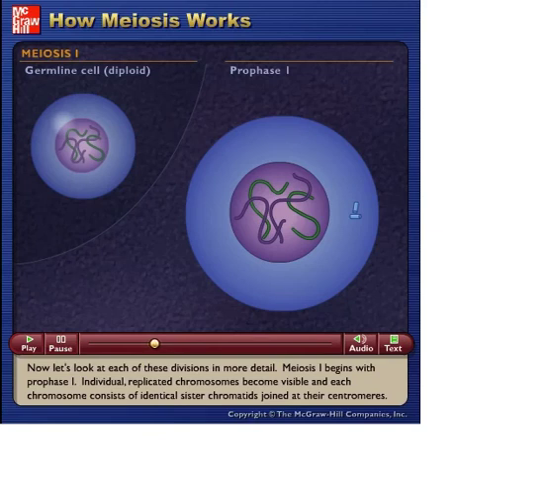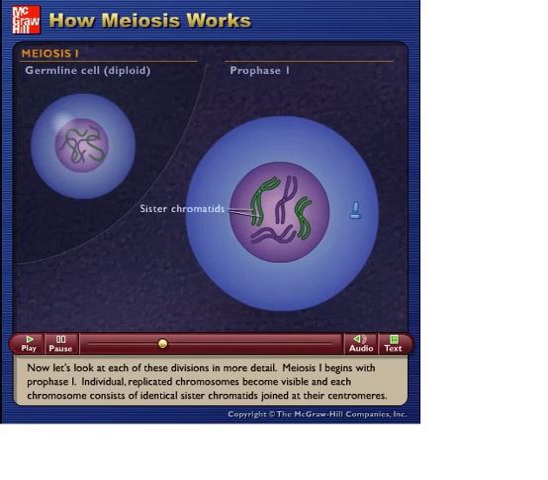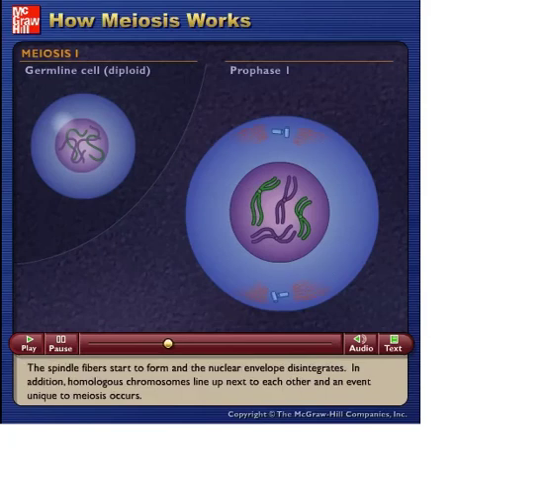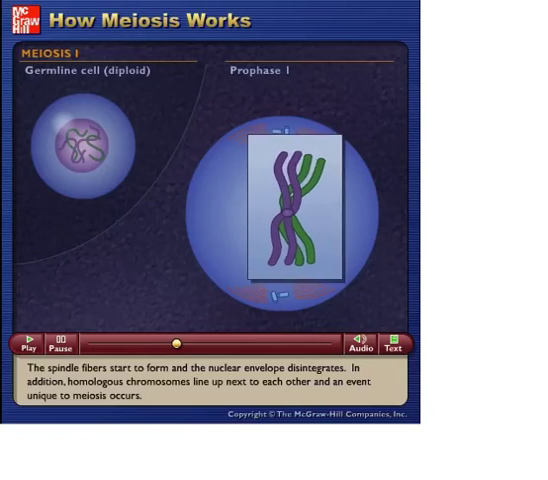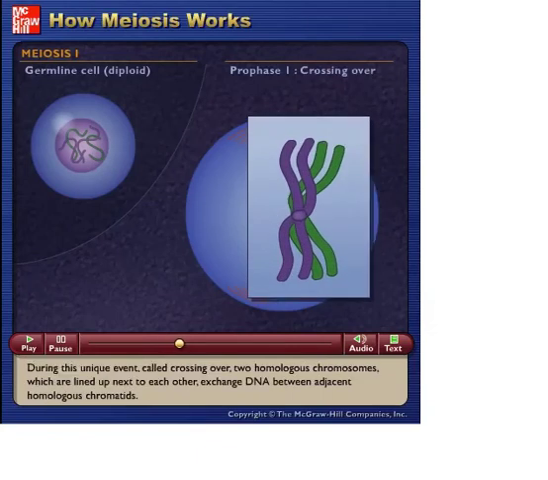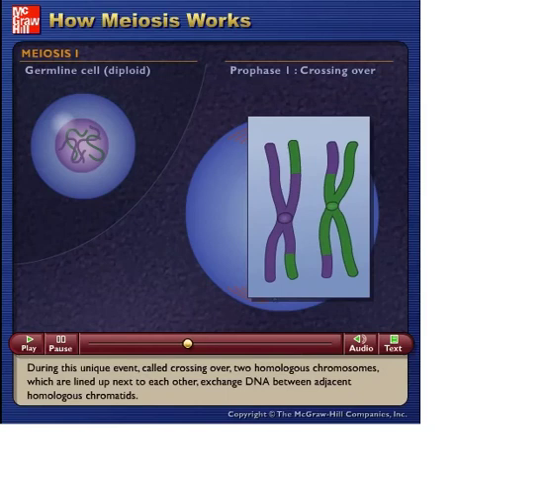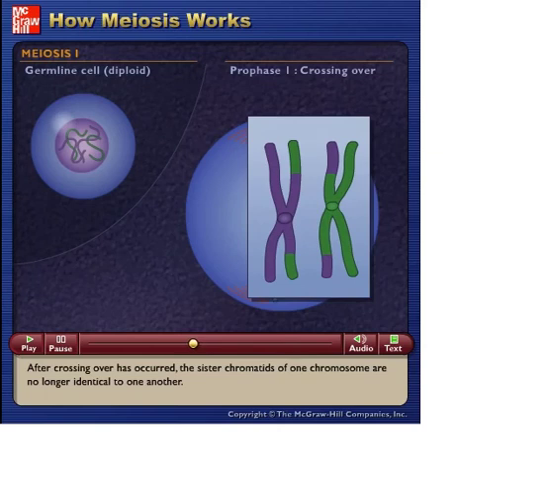Meiosis I begins with prophase I. Individual, replicated chromosomes become visible, and each chromosome consists of identical sister chromatids joined at their centromeres. The spindle fibers start to form, and the nuclear envelope disintegrates. In addition, homologous chromosomes line up next to each other, and an event unique to meiosis occurs. During this unique event, called crossing over, two homologous chromosomes, which are lined up next to each other, exchange DNA between adjacent homologous chromatids. After crossing over has occurred, the sister chromatids of one chromosome are no longer identical to one another.